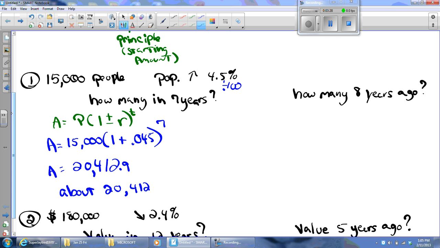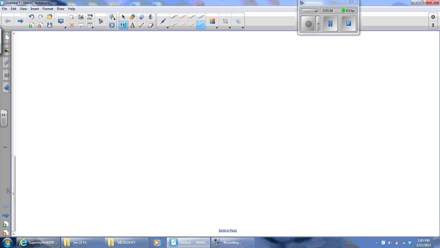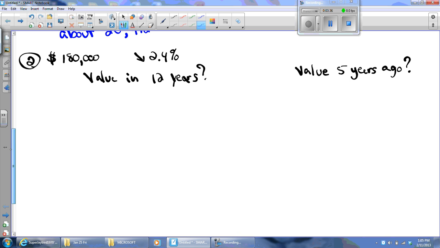Now, I'm not going to do the how many 8 years ago problem yet. I'm going to come down here to this one and say this time your home is worth $180,000. Unfortunately, due to tough economic times, its value is decreasing at a rate of 2.4%. What will the value be in 12 years? Well, A equals P times the quantity of 1. In this case, it'll be minus R to the power of T. Why is it minus? Because I'm losing, my house is losing value.